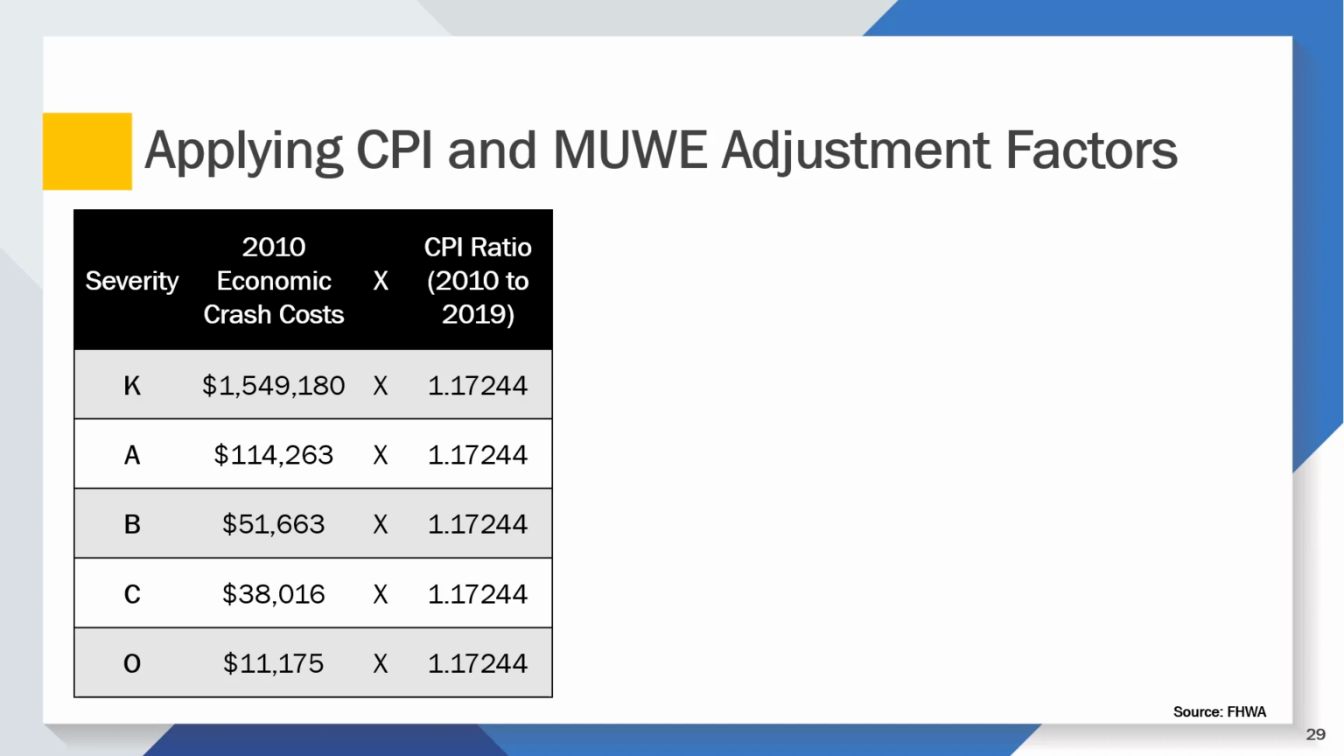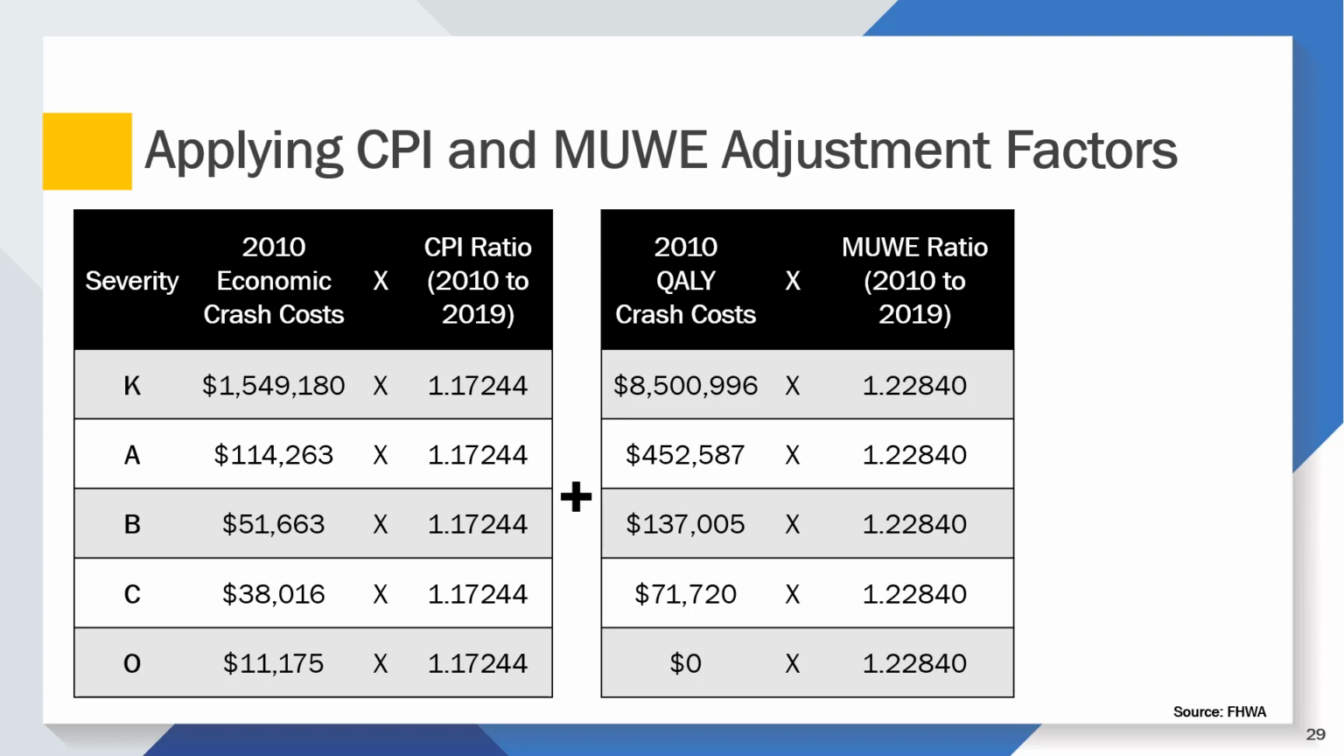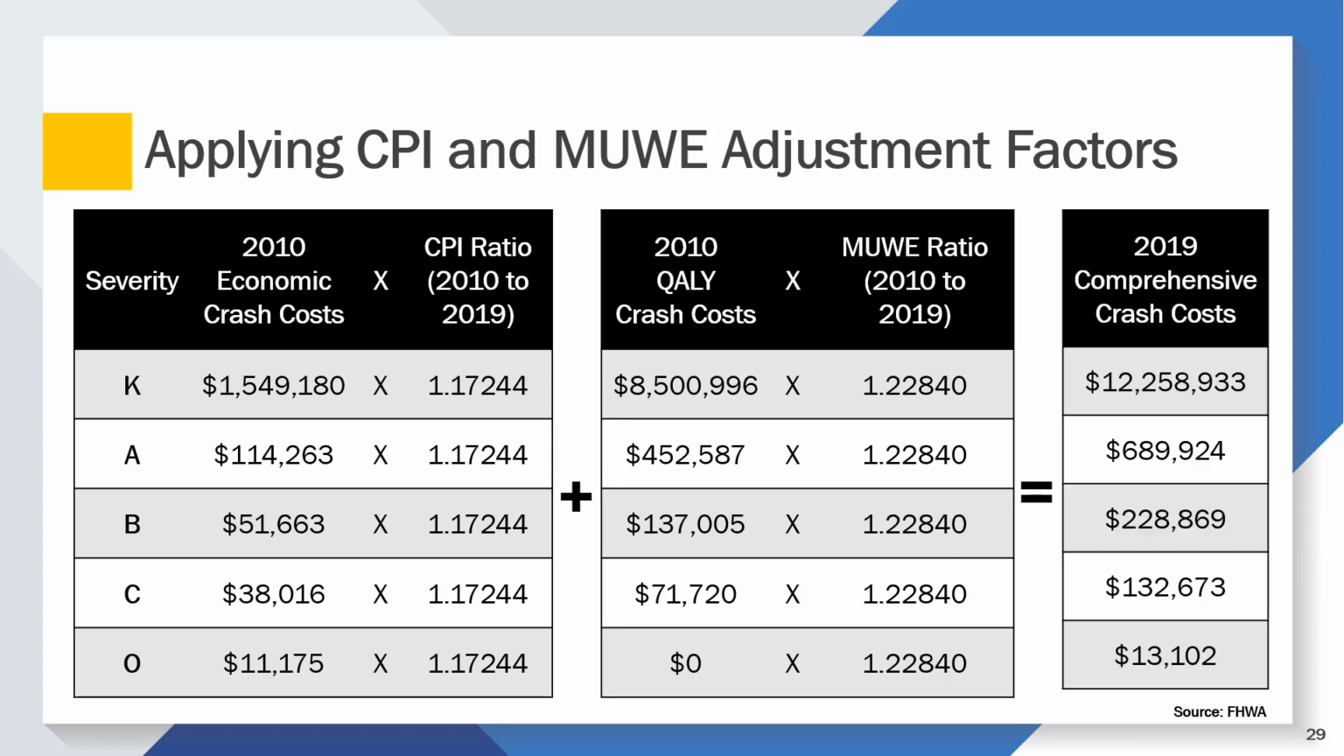Once you've computed the ratios, multiply each economic crash cost by the CPI ratio, and each quality of life cost by the MUWE ratio, to determine the updated costs in the target year, which in this case is 2019. Note the 2010 economic crash costs and 2010 QALY crash costs shown here differ from earlier in the video. These values reflect updated injury to crash ratios based on national data from the Crash Report Sampling System, or CRSS, for 2016 to 2018.